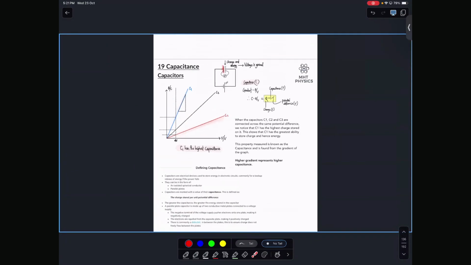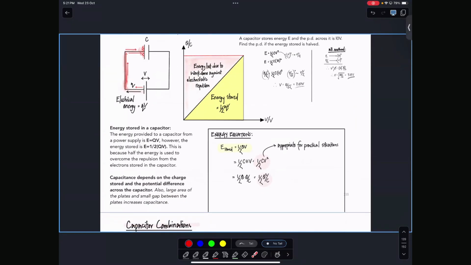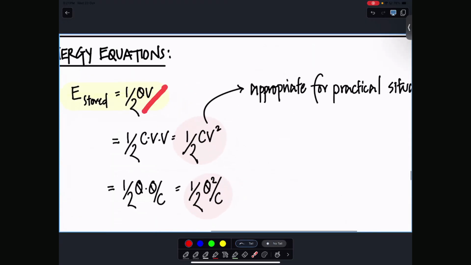Right, so Q equals CV, and if you want to know the amount of energy stored in the capacitor, we have these three equations. So let's say you're given a capacitor and they're asking you how much energy is stored inside it. These are the equations: half QV, half CV squared, half Q squared by C.